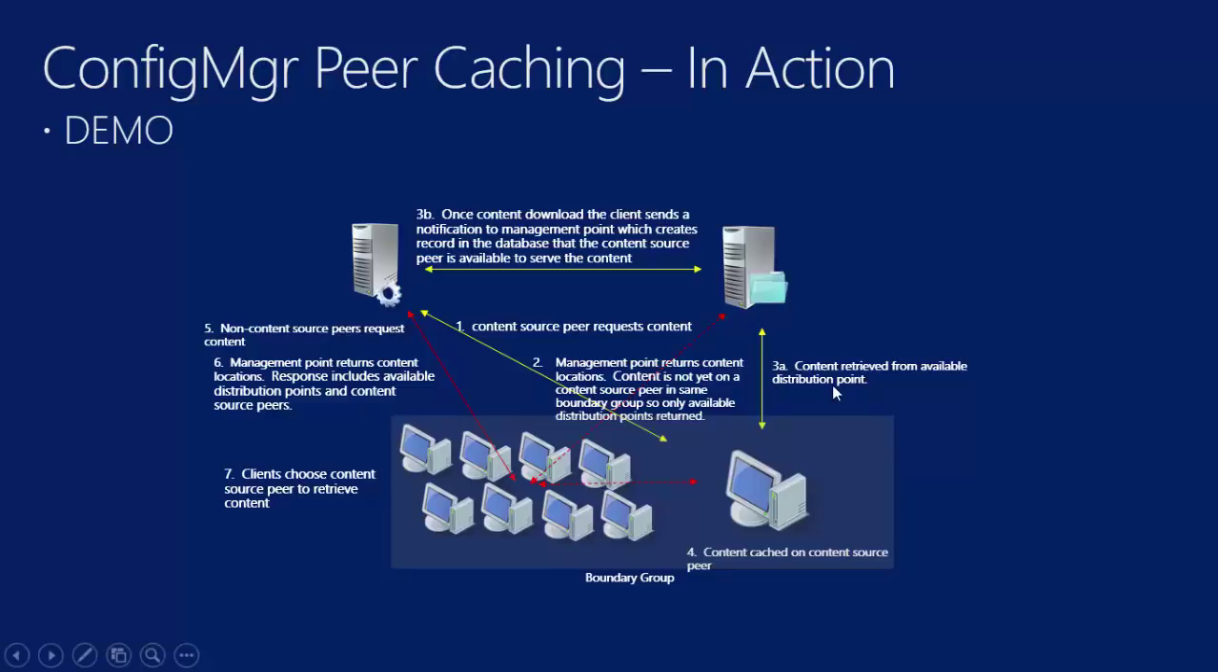Step number three, the content is retrieved from an available distribution point. Then notice 3B: once we have the content downloaded, the client sends a notification to the management point to say, hey, I am now available to be a source for other systems that need this content. A question may come in, and I'll show you the details of this in a minute: how does ConfigMgr know that there's a super peer out there that is now ready to serve the content to other systems? Great question. The way that works is by sending state messages through a high-speed return to the site server to notify the site server that content is in place for a given system. So it happens very, very quickly.